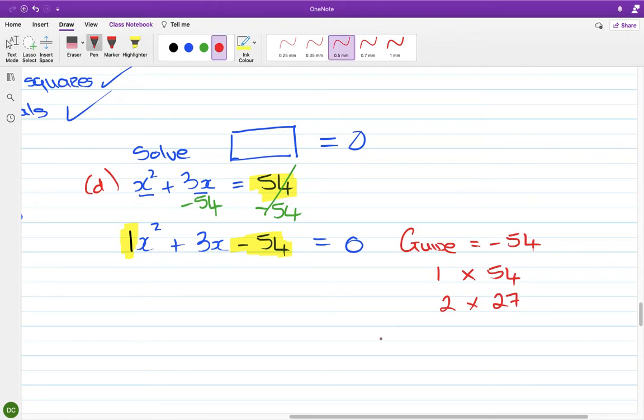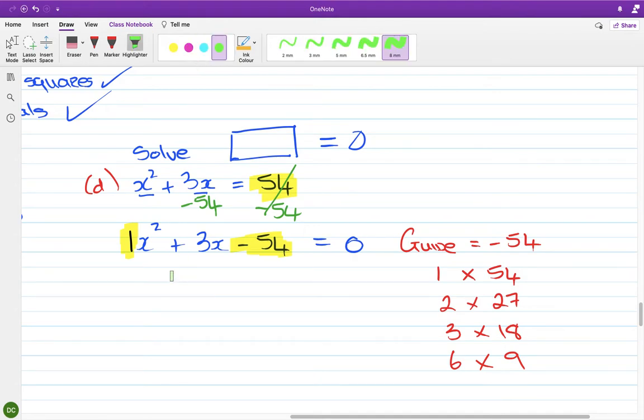And 3 times 18. 4 doesn't work, 5 doesn't work, 6, does 6 work? It does, 6 times 9. 54 divided by 7 doesn't work, 54 divided by 8 doesn't work, and then 9 brings you back to this one here at the bottom. So we're done. Okay, so what are we looking for?